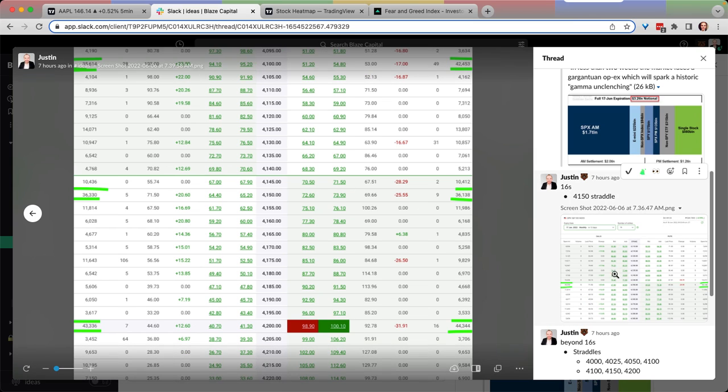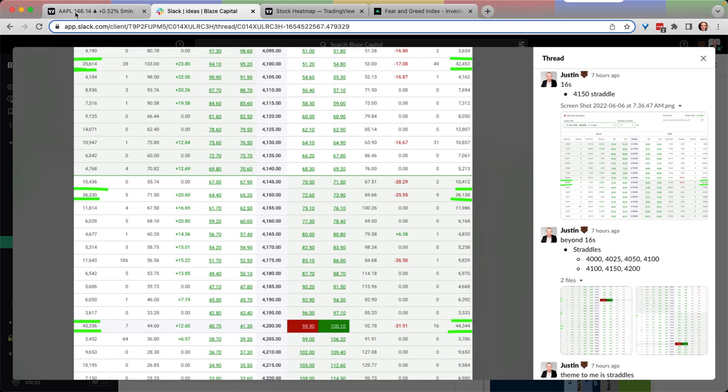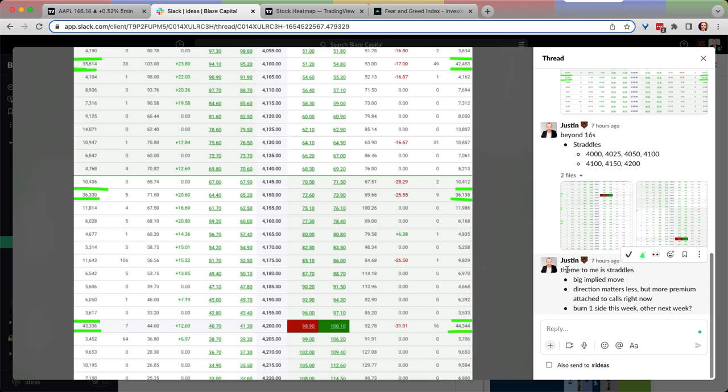So what a straddle implies is that there's going to be a big move. I'll just read my note here really fast. The theme to me is straddles. This implies a big move. Direction matters less, but there's more premium attached to the calls right now. So burn one side this week, other side next week. That's what I would assume.